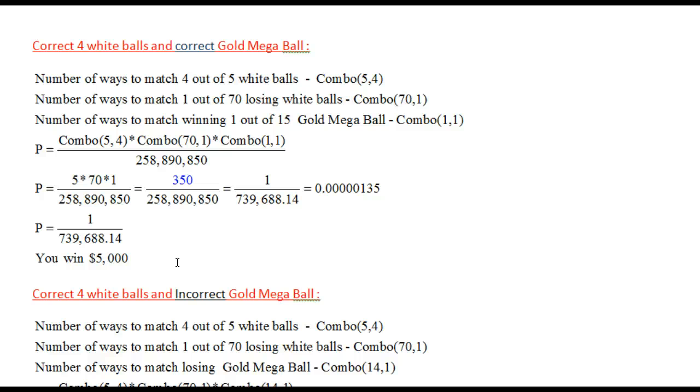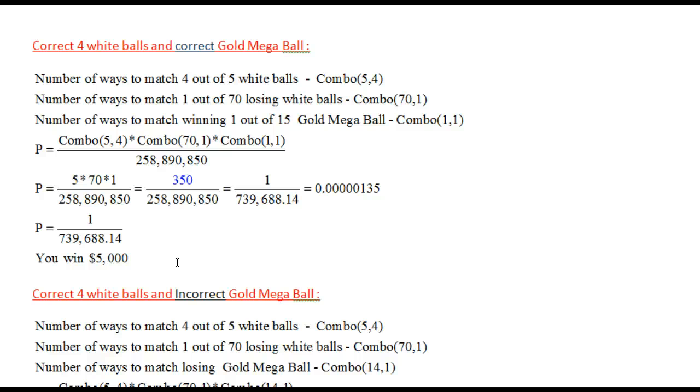So the number, and I'm going to cut it short now since I've shown you how to do this. And if you get lost, you can go back in the video and see how to do it. Okay. So the number of ways to match 4 out of 5 white balls is combo 5-4, because we've got 5 numbers and we're supposed to pick only 4 of them correctly. But because we missed 1, we have to calculate the probability of missing that 1.